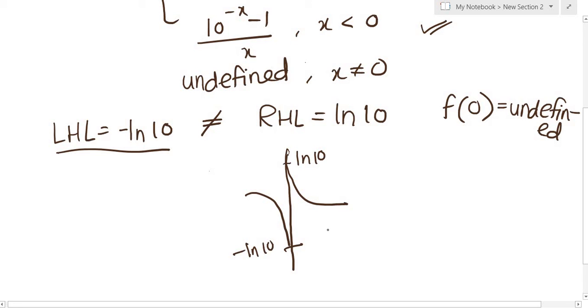Anyways, f of 0 was undefined, as I told you. As I said, there's a jump discontinuity, so there's a big gap, like the function will jump over here at x is equal to 0.